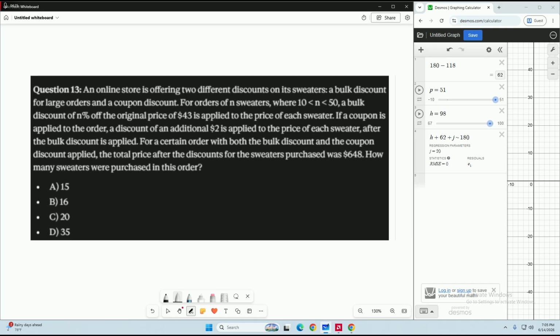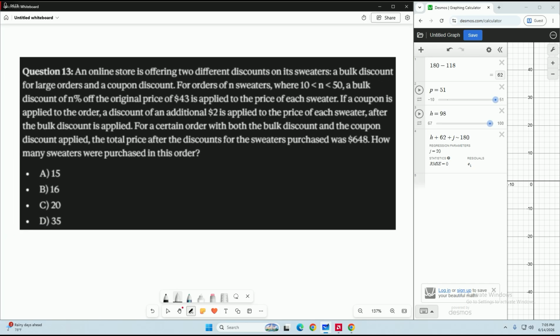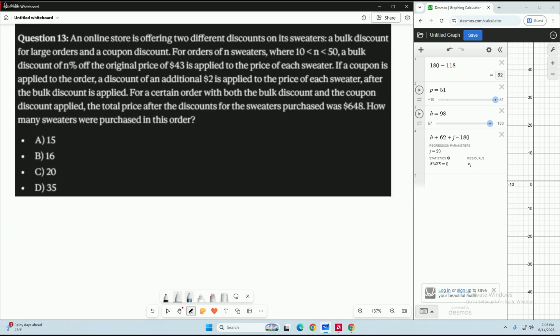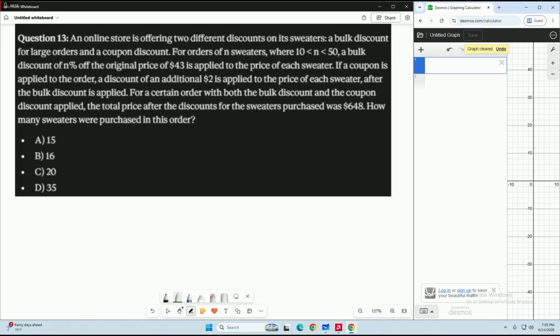Okay, let's move on to question 13, which is the infamous sweater question, the word problem question that a lot of people had on their forum. The question reads: an online store is offering two different discounts on its sweaters, a bulk discount for large orders and a coupon discount.